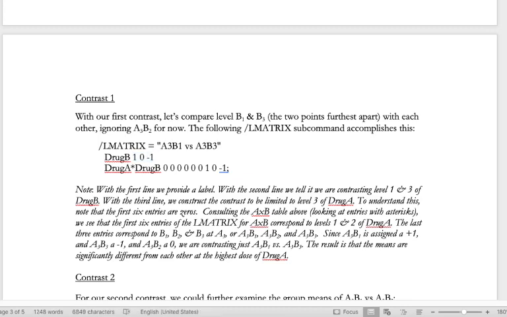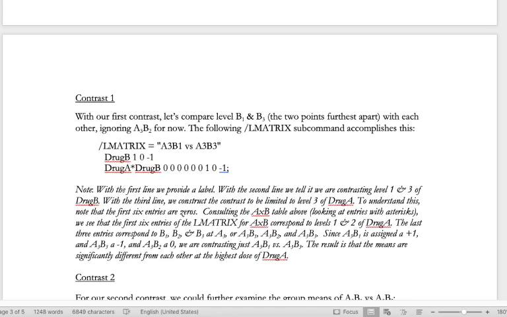But it's more specific than that too, right? It's not just all of B1 collapsed across A's position versus all of B3. No, it's just A3. And so to accomplish this, we add in this interaction clause. So drug A by drug B.